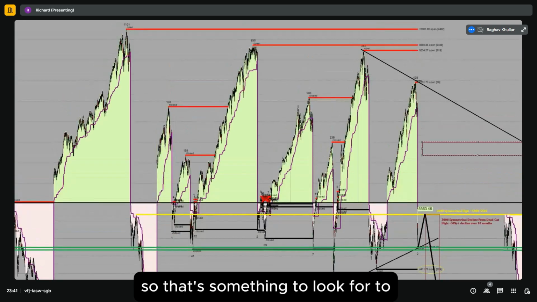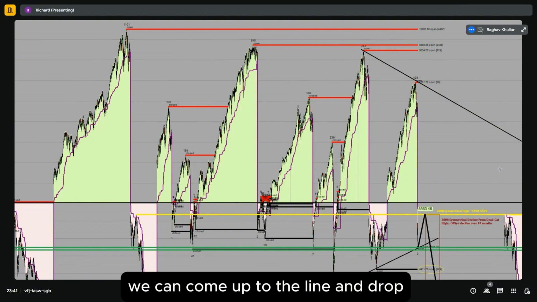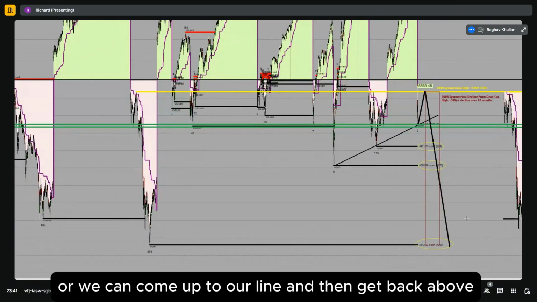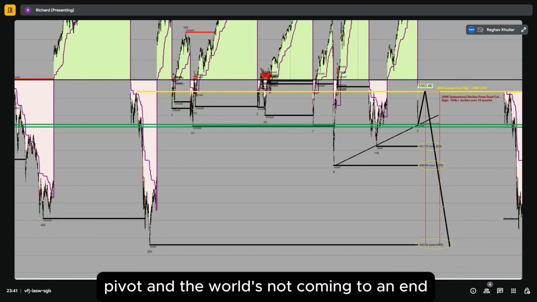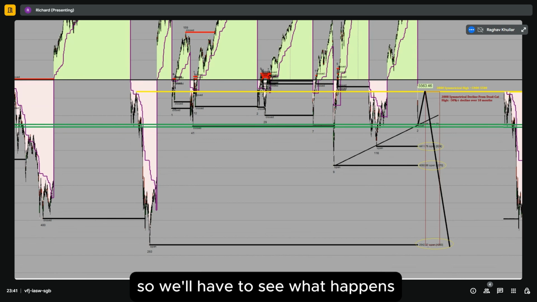So that's something to look for too. Since we're trading, we want to make sure we keep an open mind. We can come up to the line and drop, or we can come up to our line and then get back above pivot, and the world's not coming to an end, and we move back long again. So we'll have to see what happens.